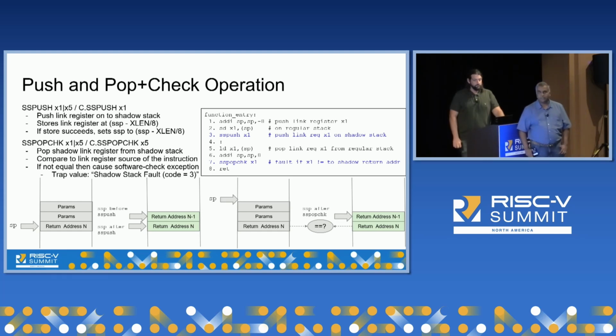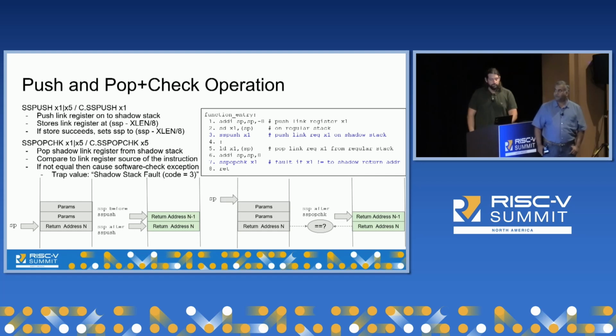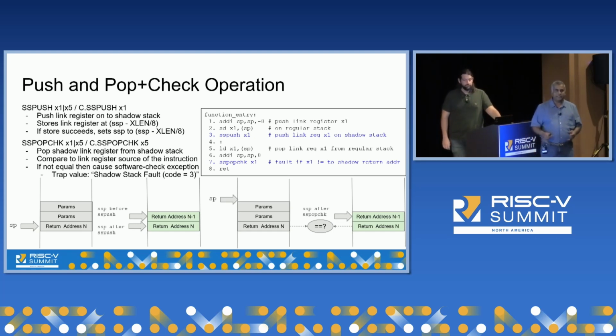This is primarily two instructions. There's SS push that pushes the link register onto the shadow stack, and SS pop check that pops the shadow return address from the shadow stack, compares it against the link register, and if they're not equal, that's an error, and it flags a new exception. We call it the software check exception, and there's a trap value that indicates that, hey, you had a shadow stack fault. So at the prologue of the function, you would have an SS push that pushes the link register onto the shadow stack. At the epilogue, you would have an SS pop check that verifies that the integrity of the return address is preserved throughout that function.